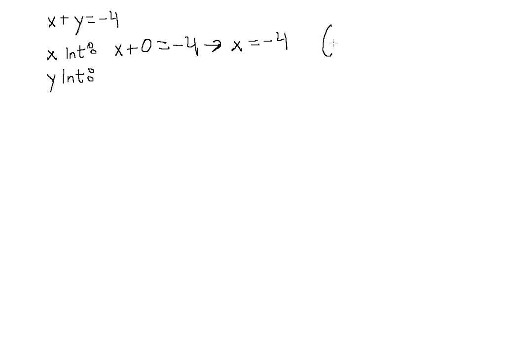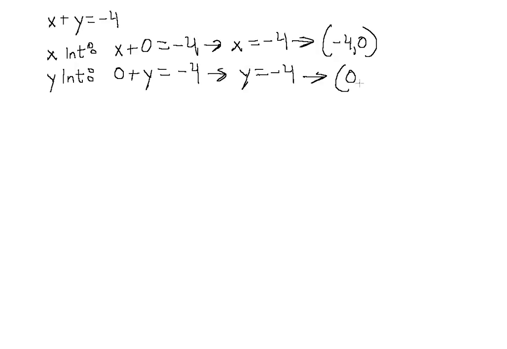So our x-intercept is (-4, 0). Then for our y-intercept, we plug in 0 for x. So we have 0 plus y equals -4. So y equals -4. And our y-intercept is (0, -4). Okay, let's go ahead and plot these real quick.